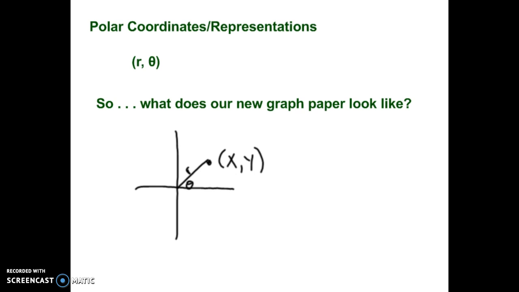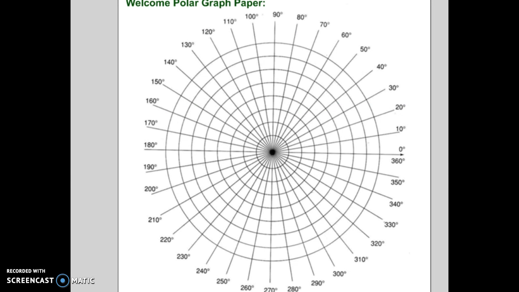But if we have a new ordered pair, it also makes sense that we have a new piece of graph paper. Our polar graph paper looks a little bit different. Here's our polar graph paper. In here you'll see that there are different angles. These are our different theta values, and each ring would be an r distance. You can make it like 1, 2, 3, or 2, 4, 6, just as you would for a scale with any regular piece of graph paper.